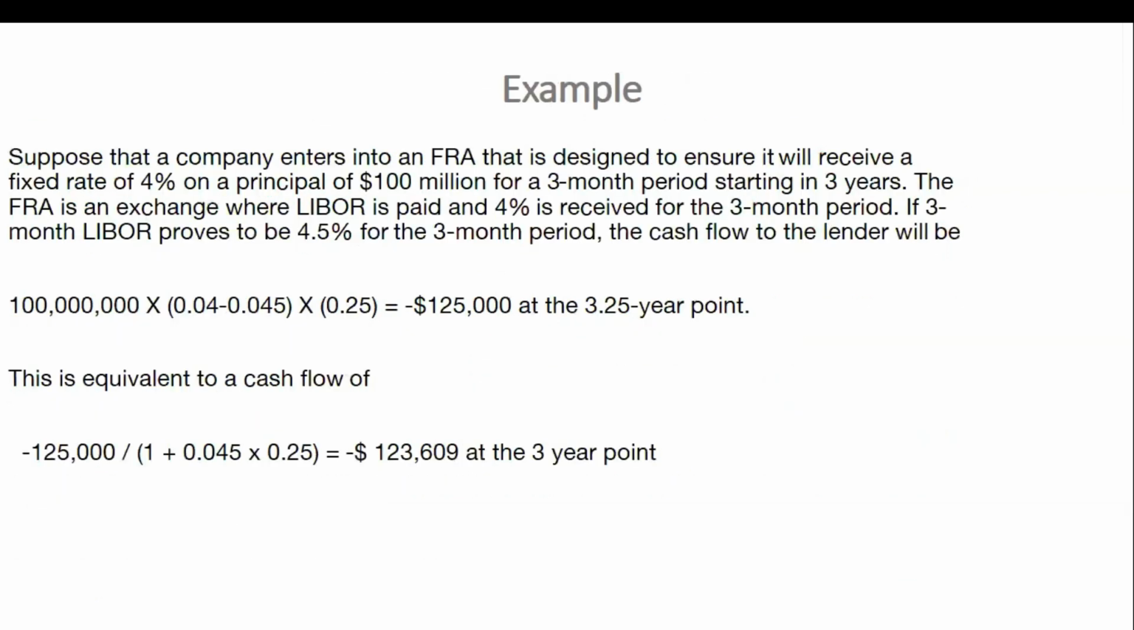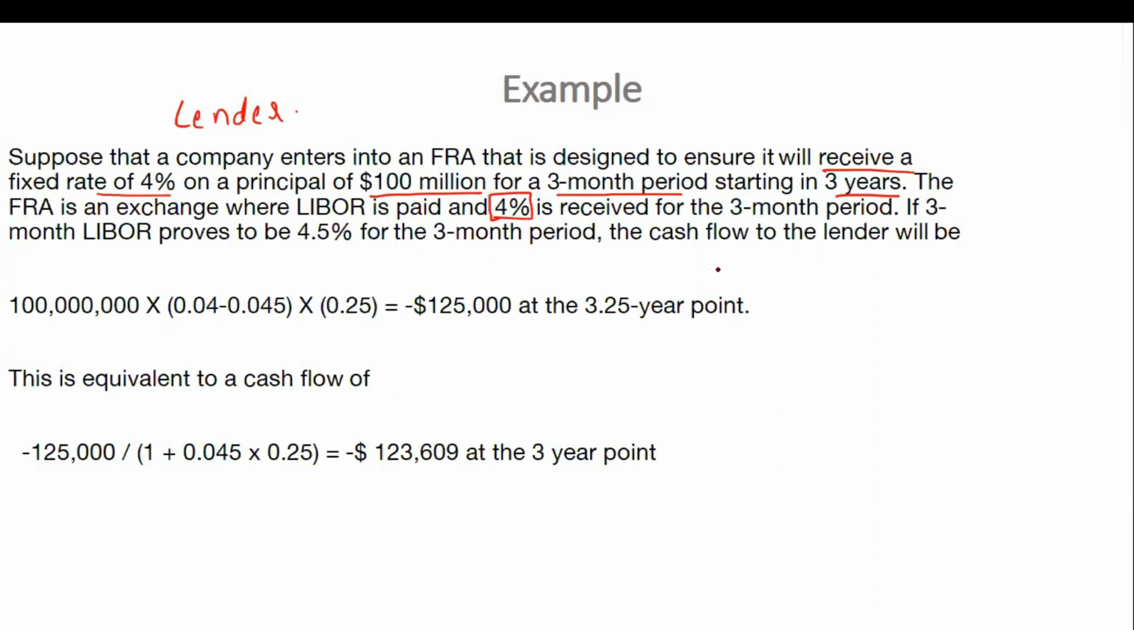Now let's take an example. Suppose there is a company which enters into this FRA contract, and it is designed in such a way that this company will receive a fixed rate of 4%, right? So they are receiving fixed, which means they are the lender. Principal is also fixed, which is 100 million. And the period is fixed, which is 3 months, starting in 3 years. That means this contract will actually get activated after 3 years for the next 3 months. So FRA is an exchange where LIBOR is paid and 4% is received.